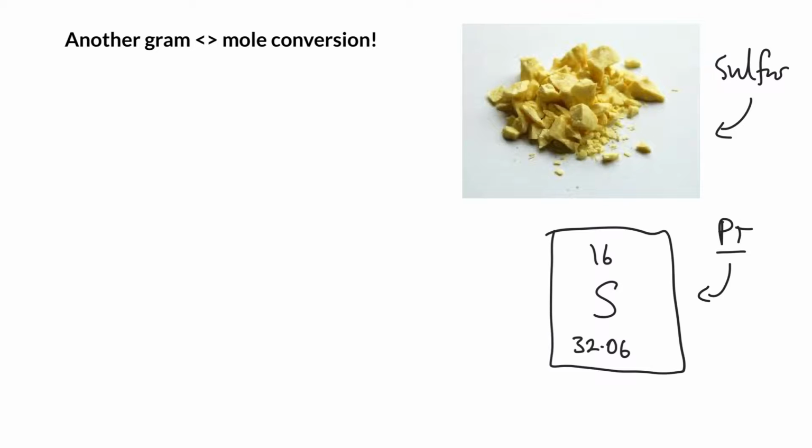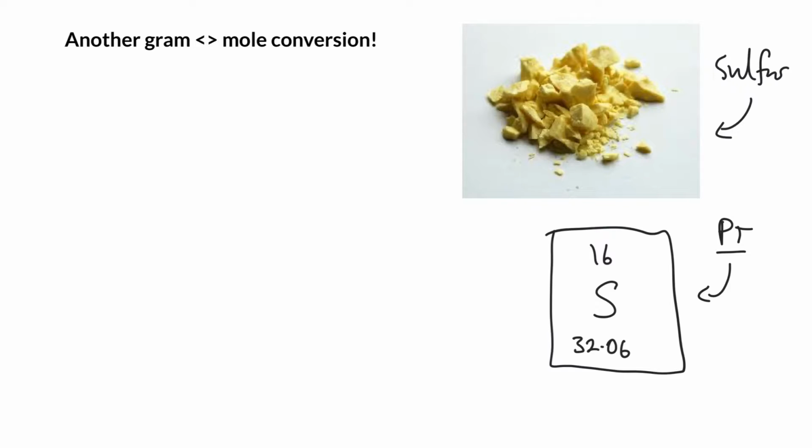So here's another gram mole conversion. Sulfur is a very interesting compound. It's nice and yellow. It's biblically called brimstone. You find it next to volcanoes. For instance, the Romans used to dig it up outside of volcanoes that they had in their territory, and it has really cool properties.